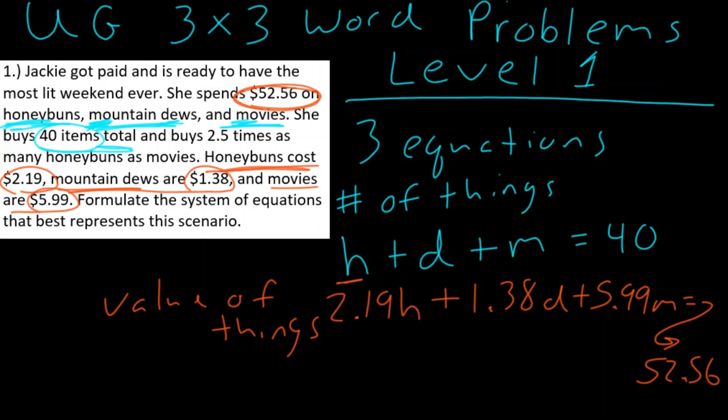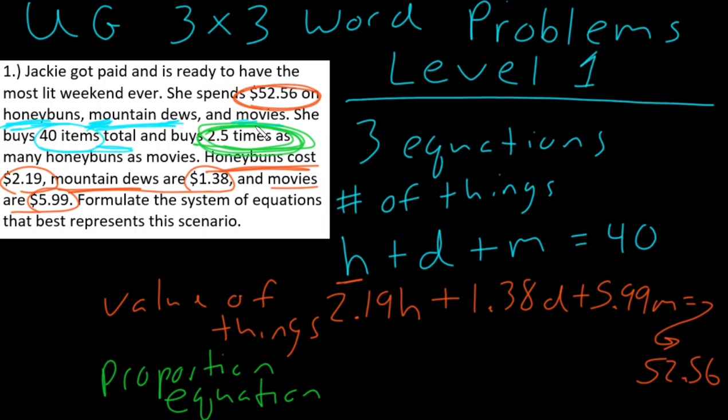All right, our last thing is going to be what we're going to call our proportion. Okay, so here's our proportion equation. And what's the rule with the proportion? Well, they'll usually say something like 2.5 times or 3 times or 4 times or 5 times, but some number of times as many honey buns as movies. So notice here, honey buns comes first and movies comes second. The rule is always put the multiplier, 2.5, always put it with the second label. So 2.5M is equal to H.